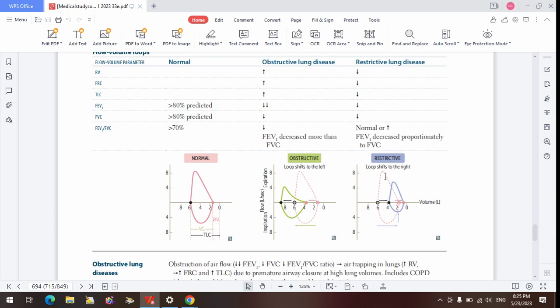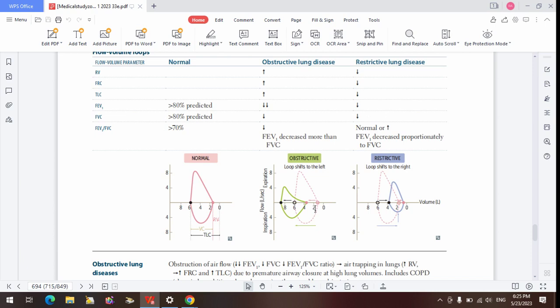Now look at the starting of this curve. Where is this curve starting from? Starting from 3 point something. This pink curve is talking about the normal. But this green one is talking about the obstructive lung disease. You can see that it's starting from like 3.8. You have added 2 point something to it, because of the trapping. So that means that your residual volume has been increased to 3.8.